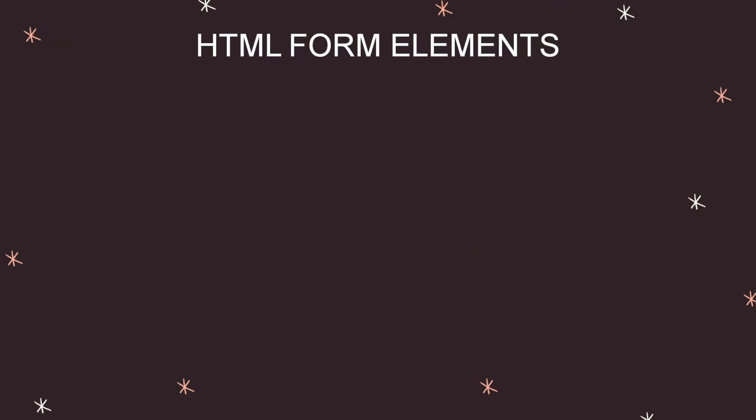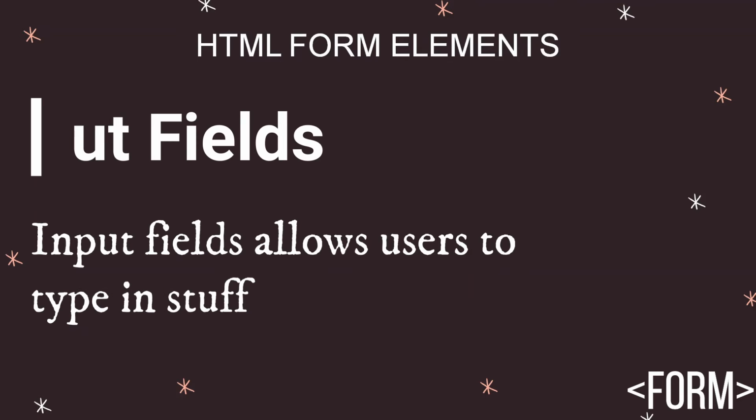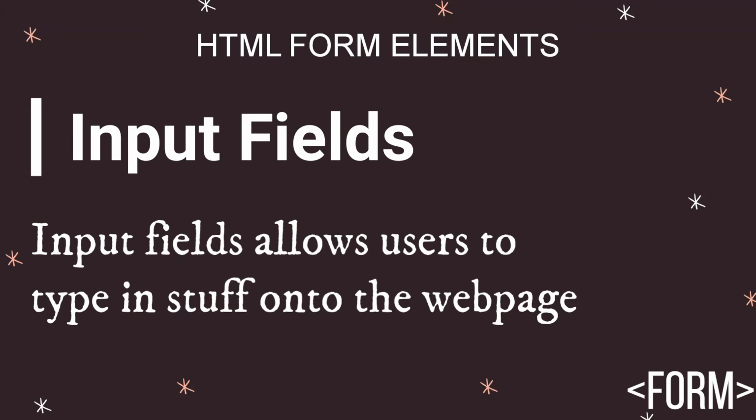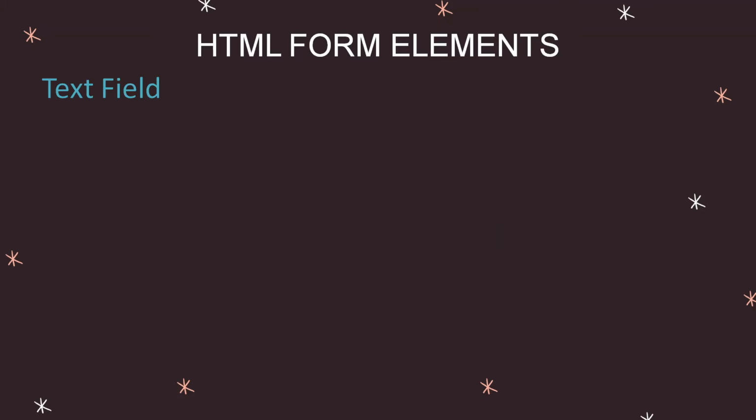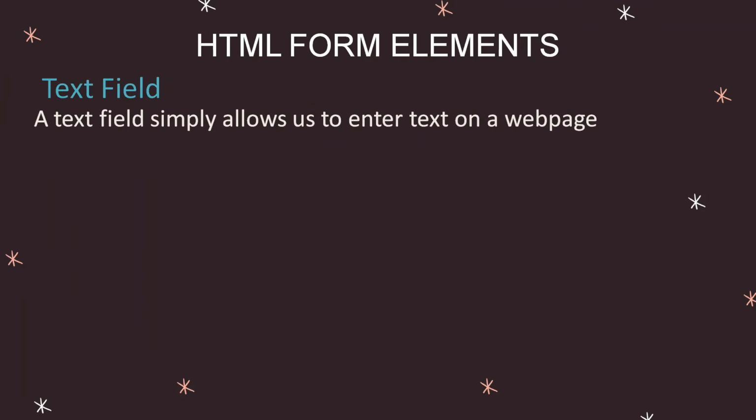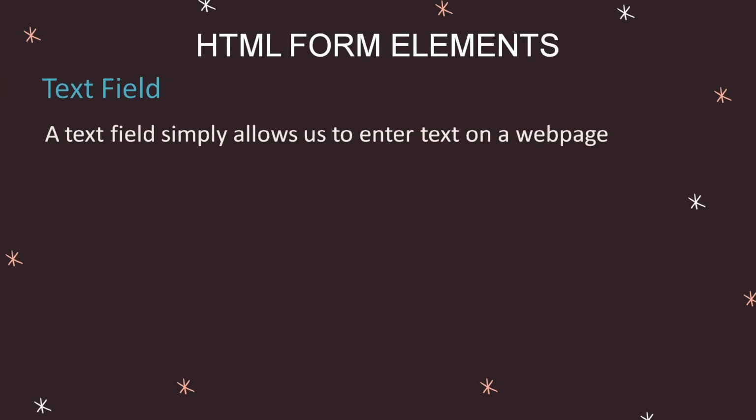To write HTML forms, we use the form tag. Now every form has different types of elements. First are input fields. As the name suggests, the input fields in HTML allow users to type in stuff into the website. Before studying the input HTML elements, let us look at various elements we see on a common form. A text field that allows the user to type in text which is displayed directly on the page.